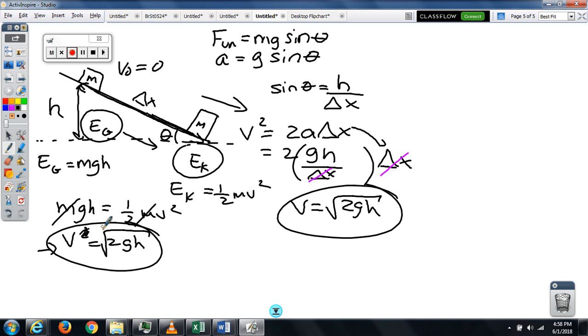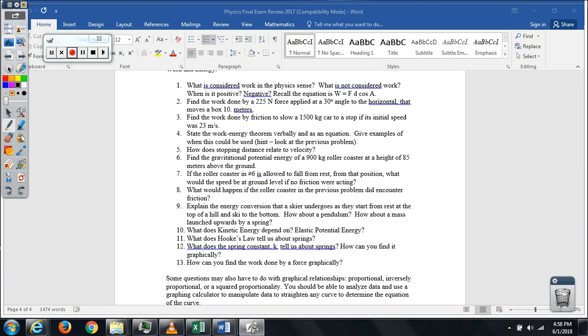Kinetic energy depends on speed and mass: 1/2 mv squared. Elastic potential energy, EEL, is 1/2 k delta x squared. K is called the spring constant. It has units of newtons per meter. Delta x is the amount of stretch measured from the equilibrium position.